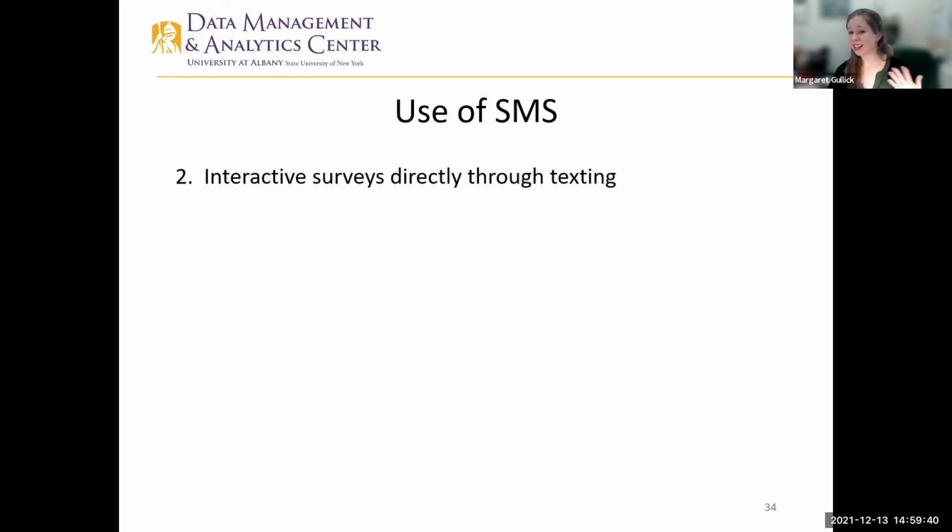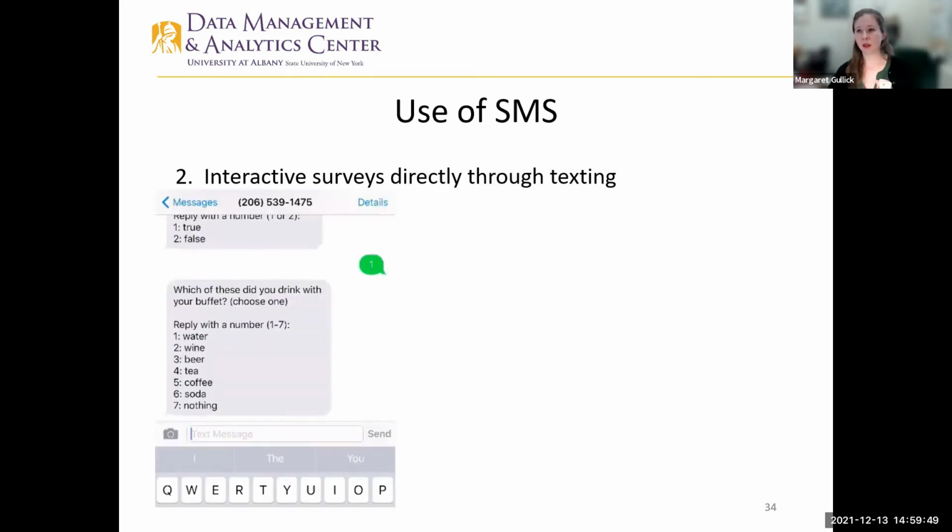The other option is to take the survey itself through text, texting back and forth. Here's a question, text and answer. Here's another question, text and answer. This is best for very simple surveys. You can see the examples here. "Which of these did you choose to drink with your buffet? Choose one, reply with a number." So all I have to do is type in 7 and send it back, and I've responded to the question.